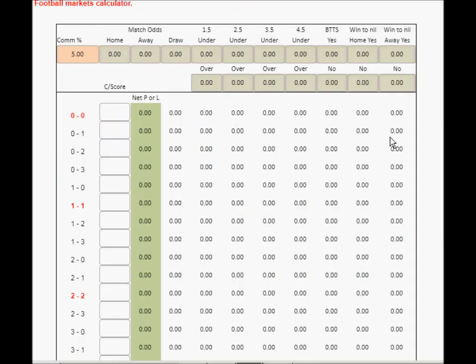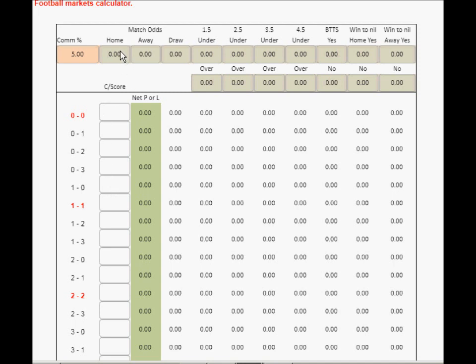Right here in the calculator, the markets involved are listed along the top. There's match odds there, under and over 1.5 there, under and over 2.5 goals there, and so on along the top. And there's correct score just there down the bottom. Now the inputs are in these grey cells along here, and down there just below correct score, down that column there.